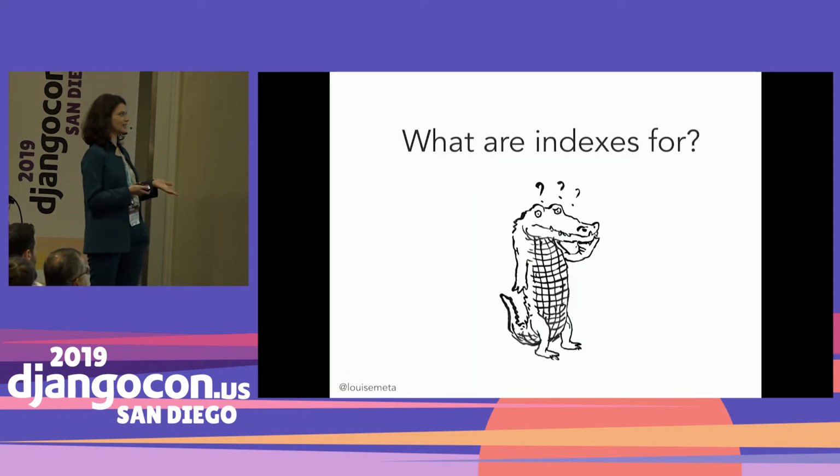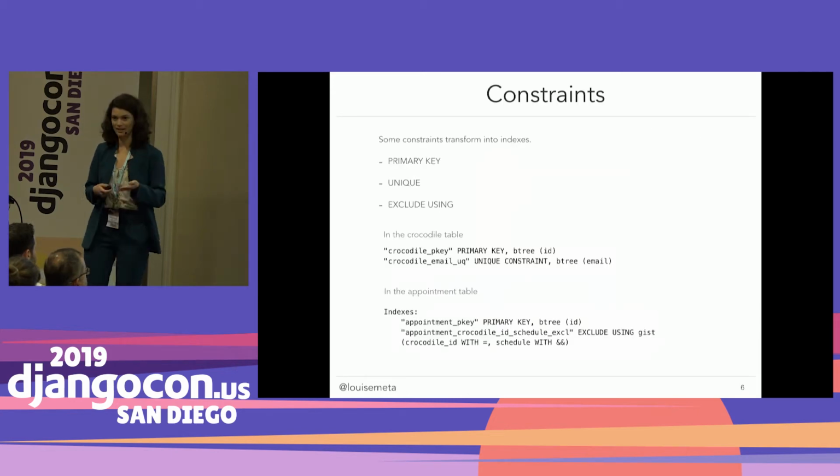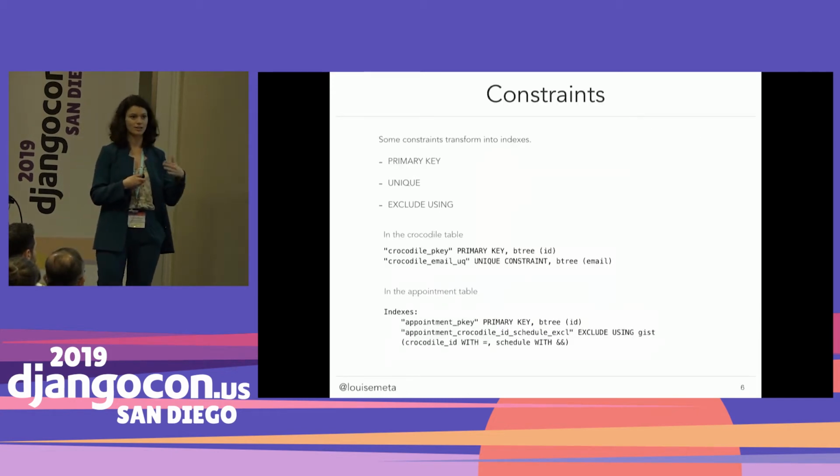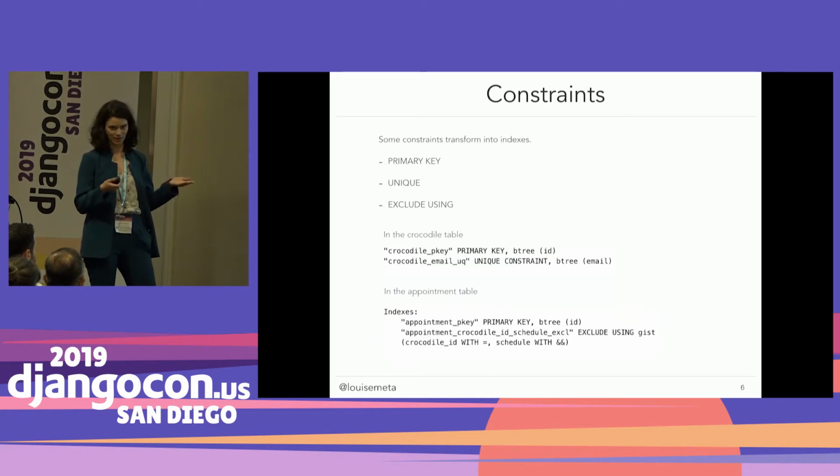So what are indexes for? The first thing I'm going to talk about is constraints. I know it's not necessarily the first thing you think about when you think of indexes, but constraints are very important. When you create a primary key, a unique constraint or an exclude constraint, it will be transformed in the database into an index. If you connect to psql and look at your table, you will see indexes appearing that are noted as primary key or unique constraints. Here I have an exclude constraint that prevents a crocodile from taking two appointments at the same time.